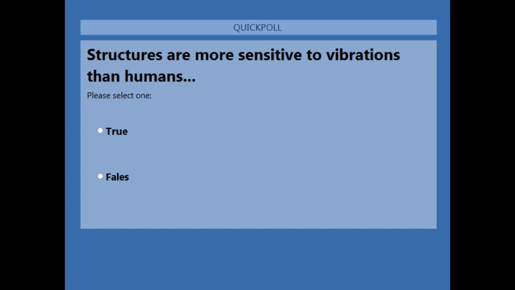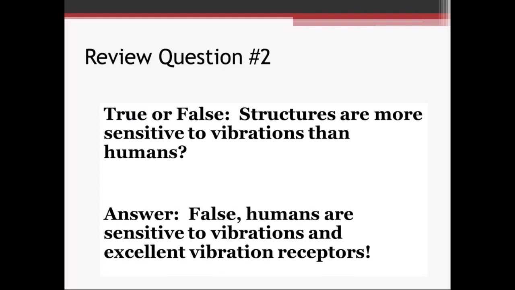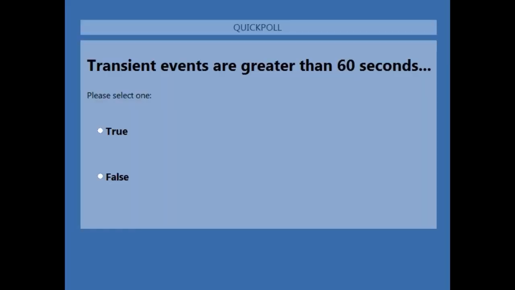So true or false, structures are more sensitive to vibrations than humans. False, humans are more sensitive to vibrations and excellent vibration receptors. Question number 3. True or false, transient events are greater than 60 seconds.